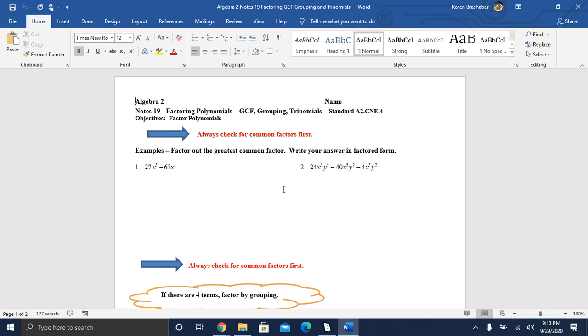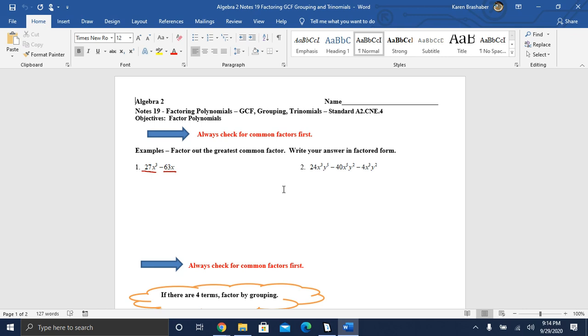So as you look at a problem, I want you to think about what would be the greatest number and the greatest variable power that would divide into each term. And that's what I've got marked for you as always checking for common factors first. So on our first problem, I have 27x to the third minus 63x. So when we factor it, we want to take it back to having parentheses. Right now it doesn't have parentheses. We want to take it back to having them. So I'm going to show that I'm going to divide each term by making it look like a fraction.